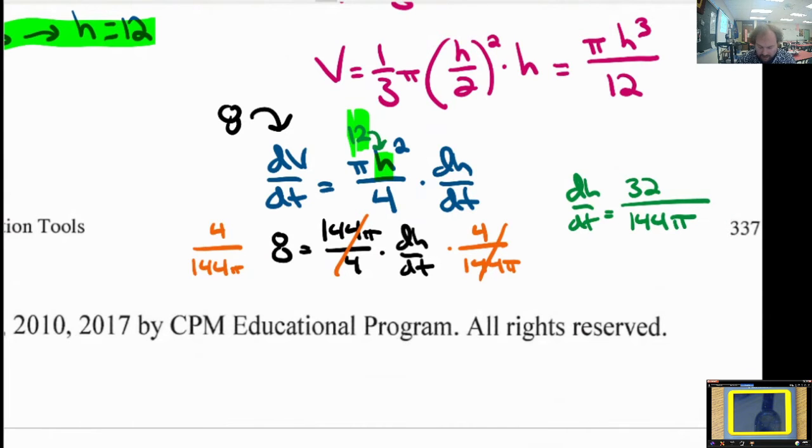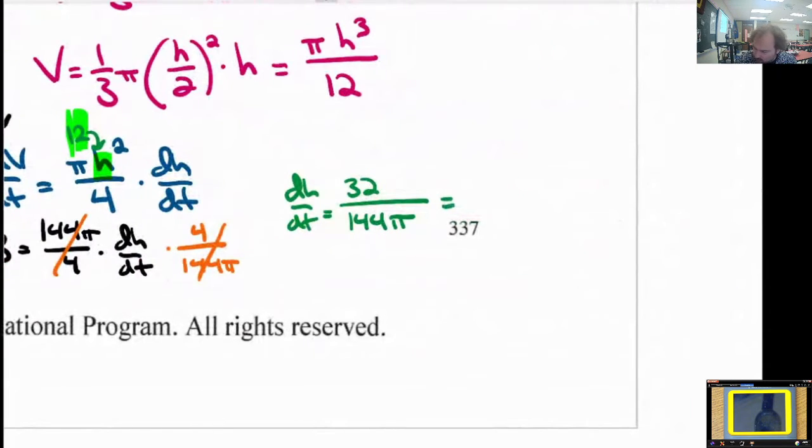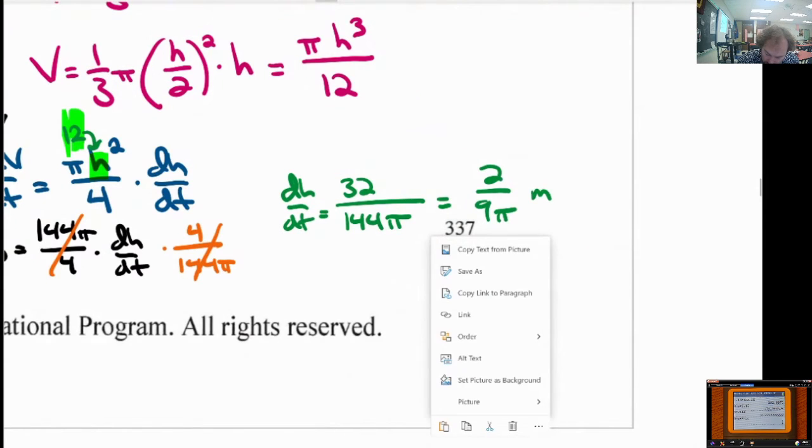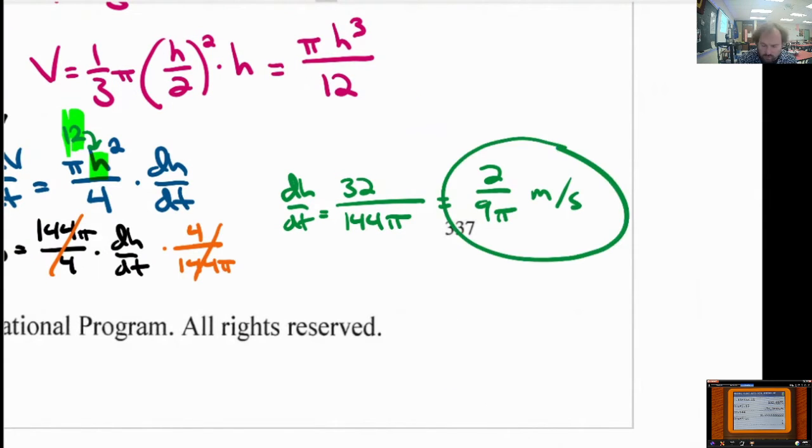I was really hoping to not have to use a calculator for this, but I just want to check really quick. 32 divided by 144 is, apparently, according to my calculator, 2/9. So 2 over 9 pi. And this would be, since height is measured in meters, meters per second, since we are measuring the rate of change of the height.